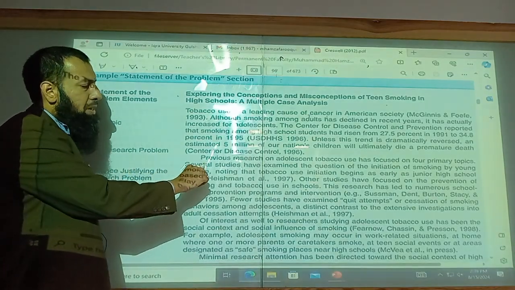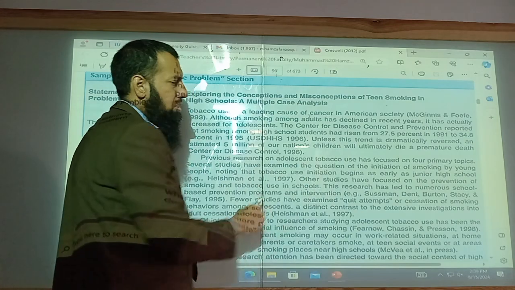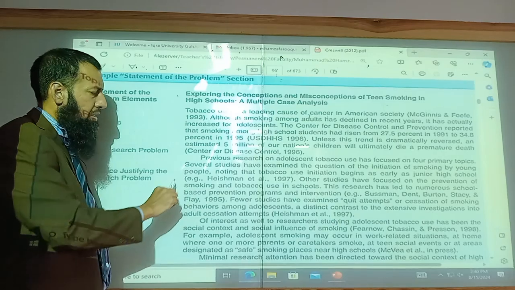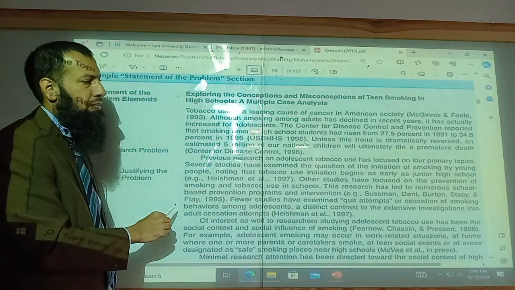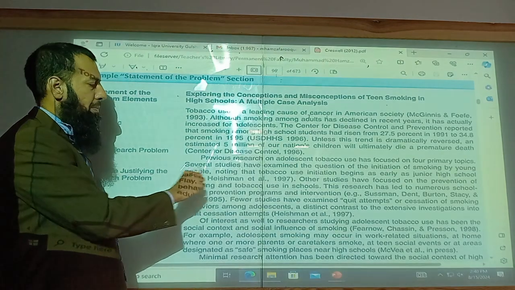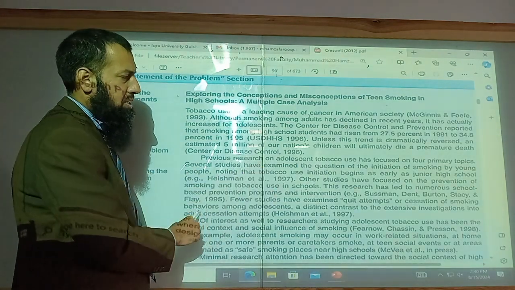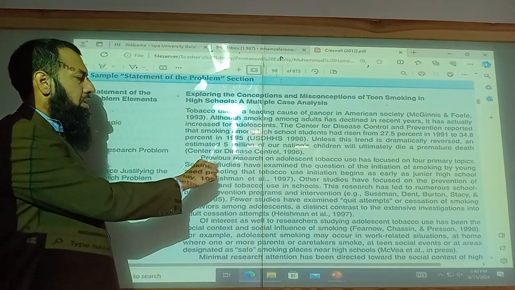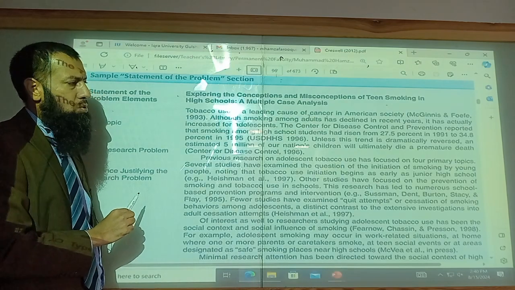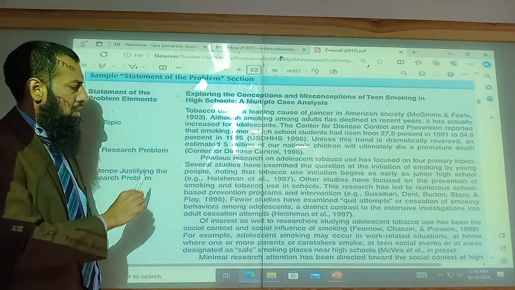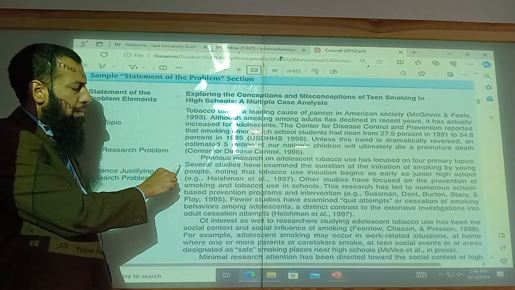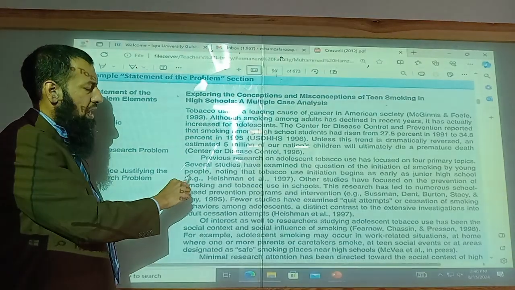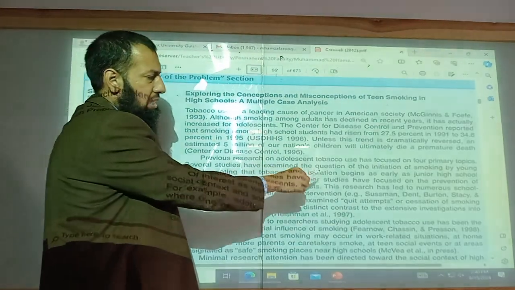Okay. So when we say previous research on adolescent tobacco use has focused on 4 primary topics, we then talk about them one by one. Several studies have examined the question of the initiation of smoking by young people, noting that tobacco use initiation begins as early as junior high school.